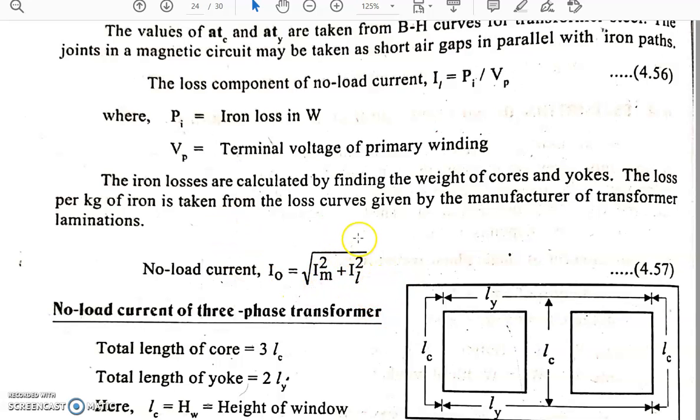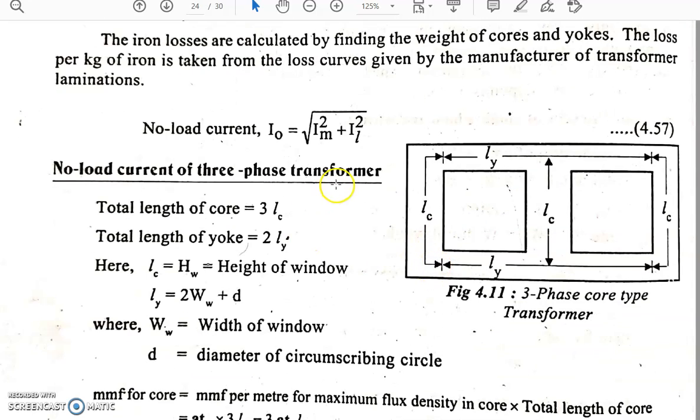This is how we can calculate the no load current of a transformer. So this is actually for a single phase transformer. The single window has been considered, so it is for a single phase transformer. The same approach can be followed for a three phase transformer also. It is actually a core type transformer we have considered in the previous analysis.